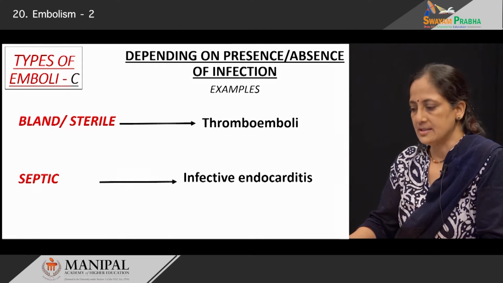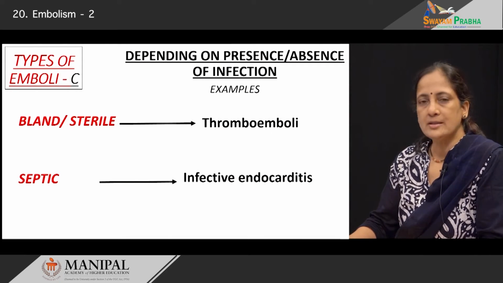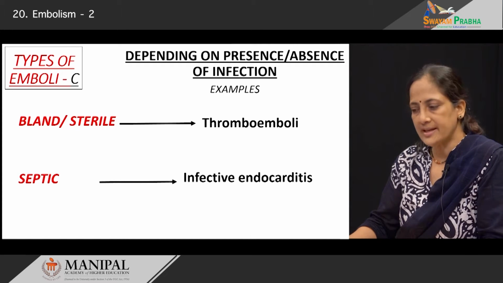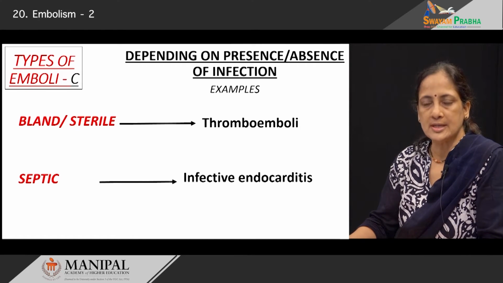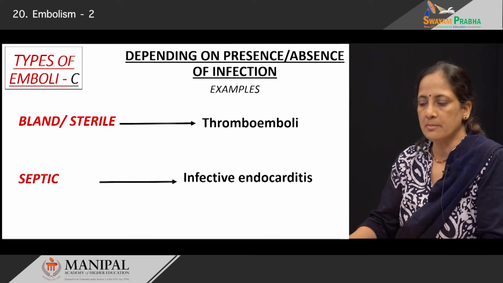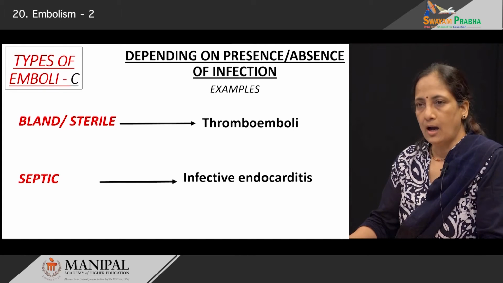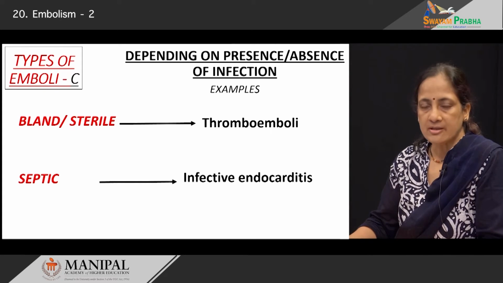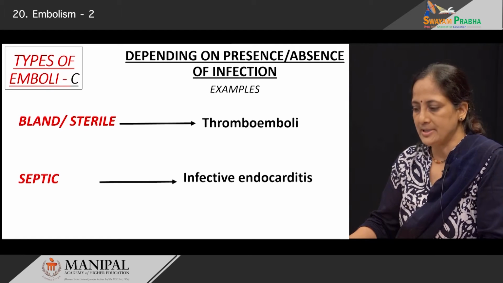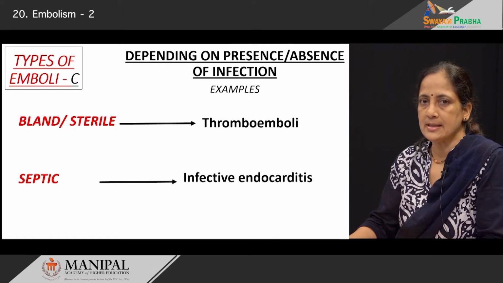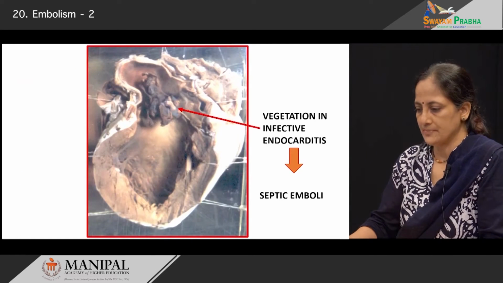Yet another way of classifying emboli depends on the presence or absence of infective agents within the sample. For example, if it is the usual thromboembolus, it is usually sterile and therefore it is also called a bland embolus. However, in a condition called infective endocarditis, there is the presence of bacteria within the emboli which makes it septic, and therefore it can also cause septic consequences in the tissue in which it is lodged.